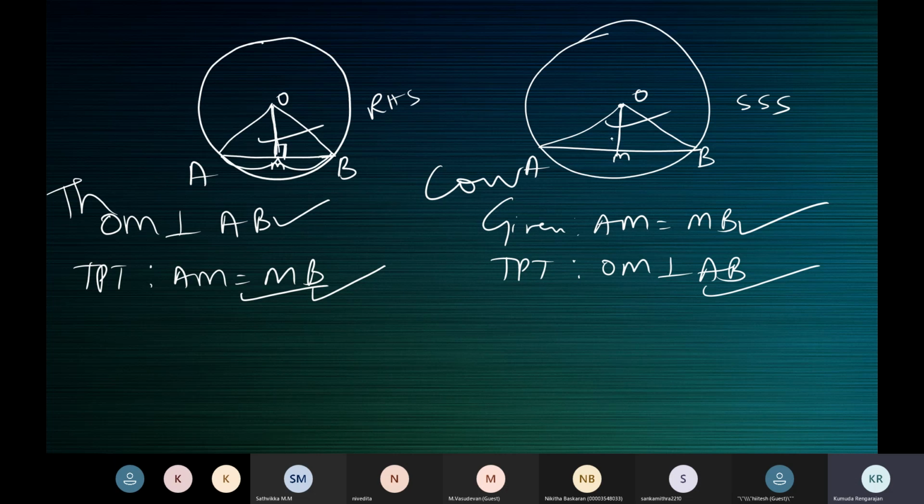Here you will get CPCTC, angle 1 is equal to angle 2, because you have to prove that OM is perpendicular to AB. You'll have to write this. Angle 1 is equal to angle 2, but 1 plus 2 is equal to 180. So proceeding, you will get angle 1 is equal to 90 degrees, which means OM is perpendicular to AB.